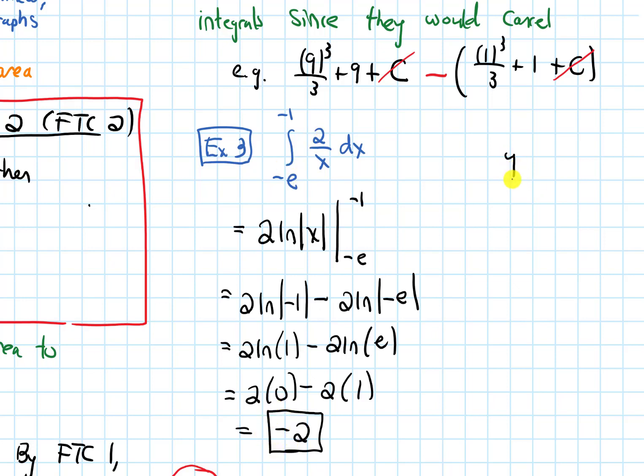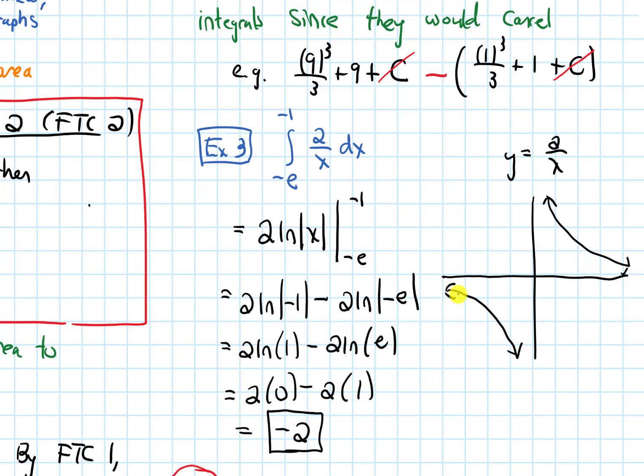So if I draw a picture of the graph of y equals 2 over x, the graph looks like the graph of the function 1 over x, which has a piece over here and a piece over here, but multiplying the whole thing by 2 just scales the graph, or stretches it vertically, by a factor of 2. So we are finding the area over the interval from negative e to negative 1.